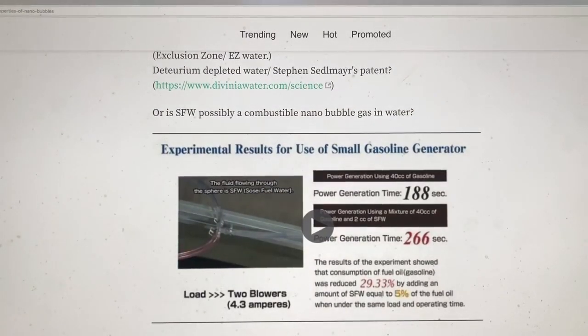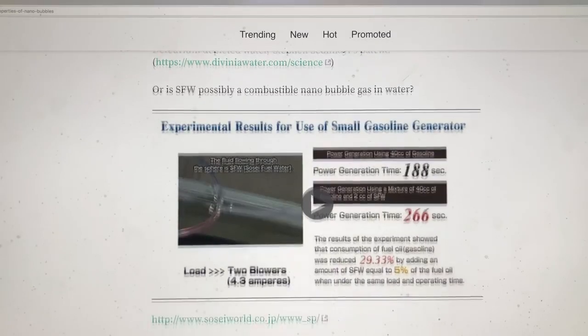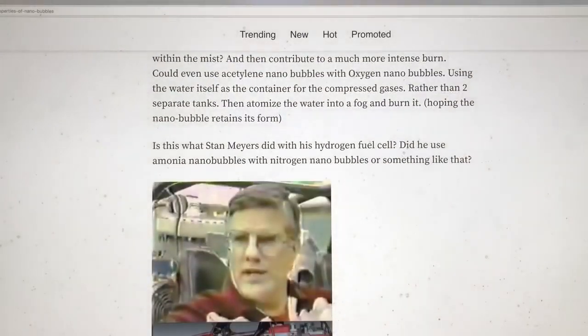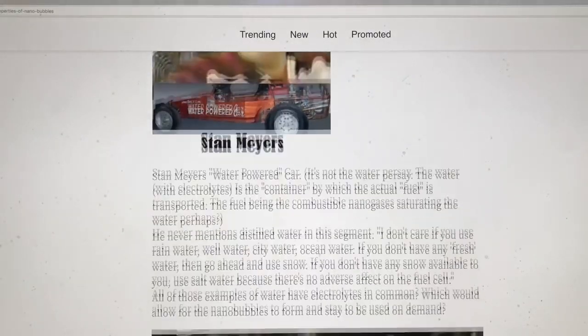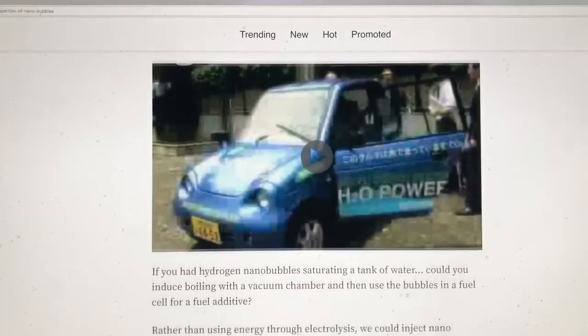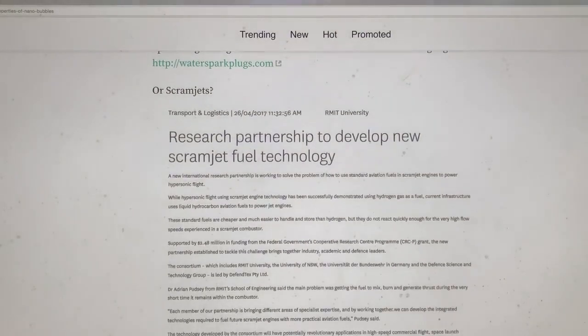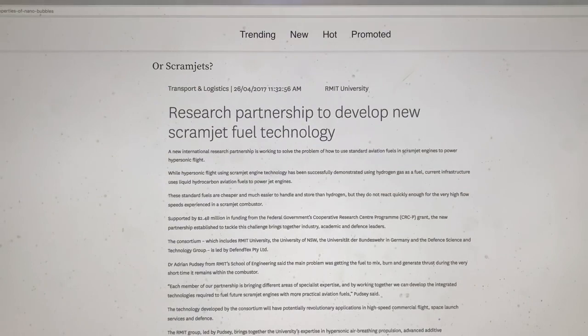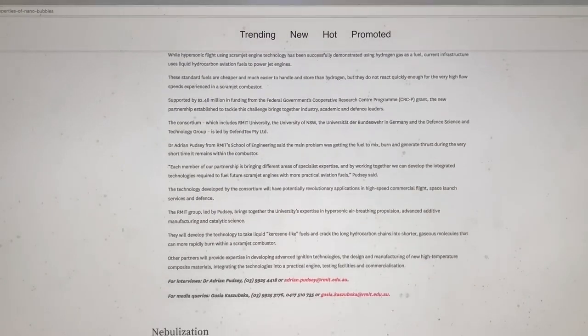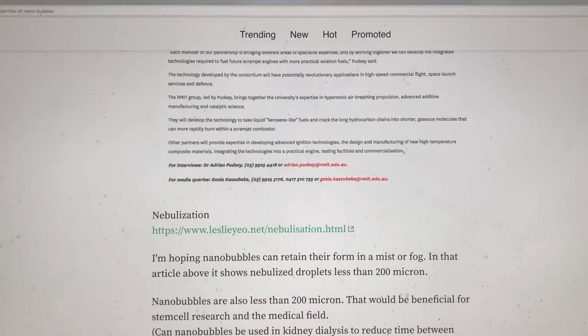Could you use an extremely flammable gas as nanobubble dissolved gas in water, and then render that water into a mist or a fog and then ignite it like a fuel? Do that with ammonia or magna gas. It's like pulse detonation engines, scramjets, hypersonic engines that use very volatile gases and compression chambers and all that.